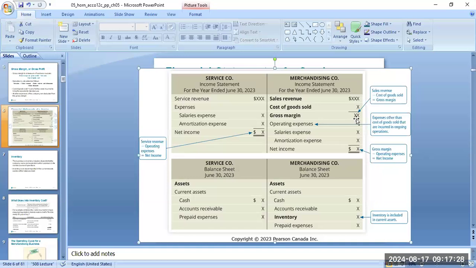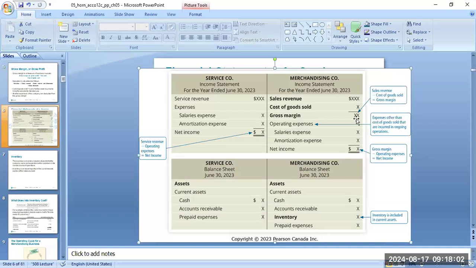Every merchandiser wants to know how much is generated from the main activity, which is buying and selling of the merchandise inventory. That's why we have the first calculation called gross margin. After that, the same person wants to see the operating expenses which are necessary to run the business, but not directly related to the cost of the items that they sell. Then we're going to have those selling expenses and amortization expenses, and then we're going to have a net.